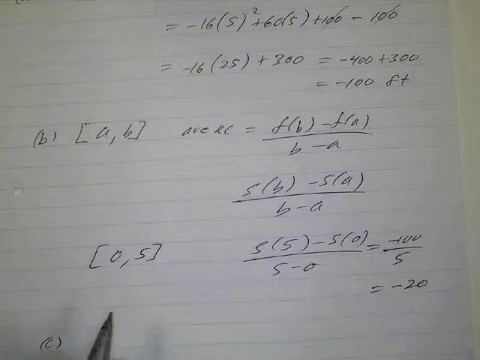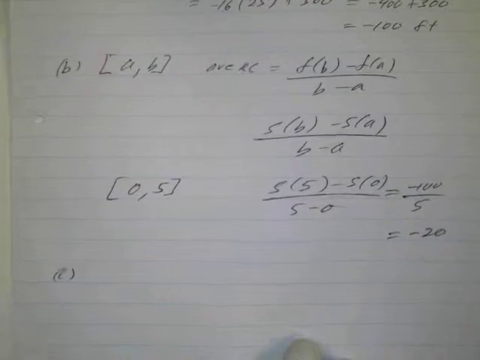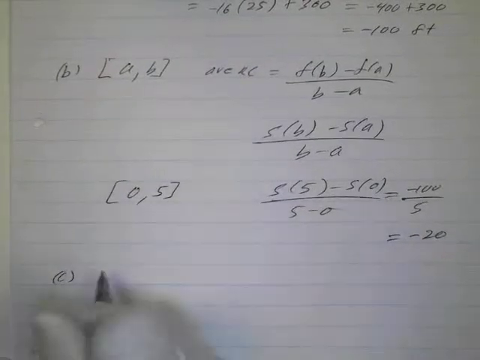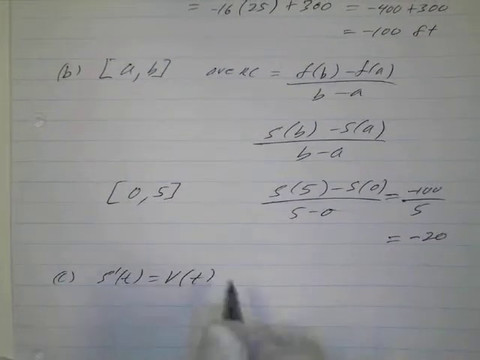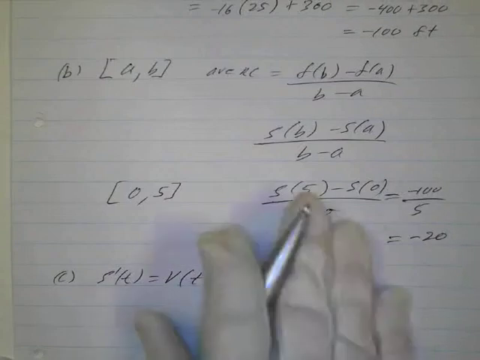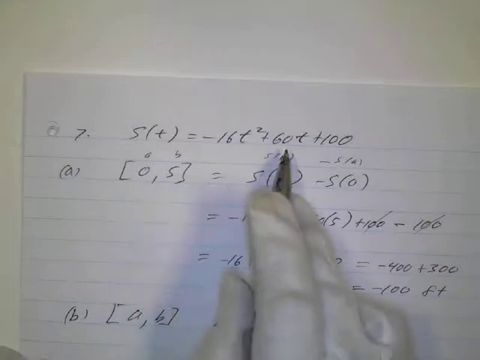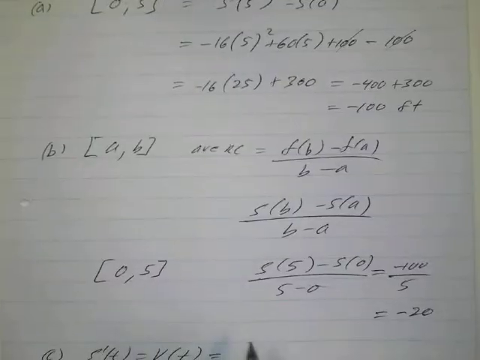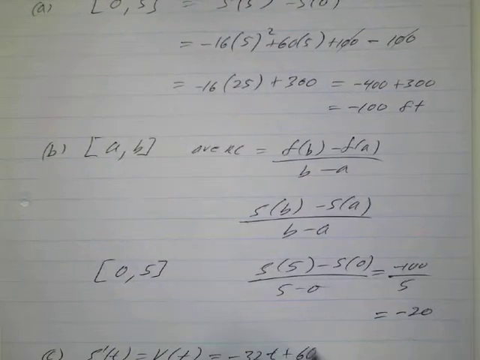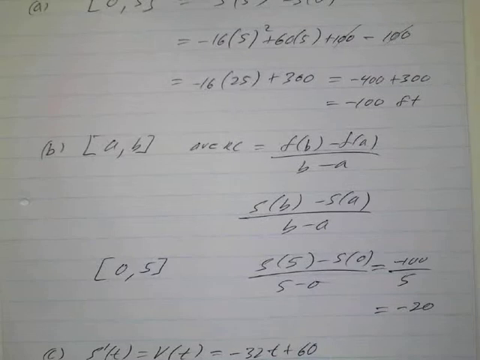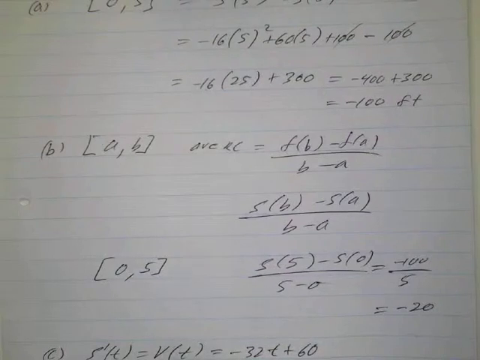All right, letter C. Find the instantaneous velocity when t equals 5. Well, in order to find the instantaneous velocity, remember, we did a lot of these in section 3-4, the derivative of the position function is equal to the velocity function. That gives us the instantaneous velocity at any time. So if I take the derivative of my position function, that's going to be negative 32t plus 60. And we want that instantaneous velocity at 5, so that's just v of 5.